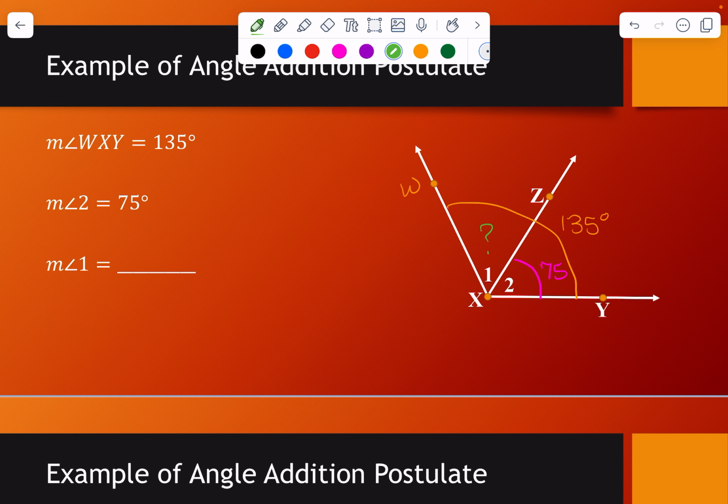So what we know here is that the measure of angle WXY is equal to the measure of angle 1 plus the measure of angle 2. So if we take that information and put it in, now I know this is 135. I don't know the measure of angle 1, but I know the measure of angle 2 is 75. I subtract 75 from both sides. I know that the measure of angle 1 has to be 60 degrees. Okay, and that's how we use angle addition postulate.